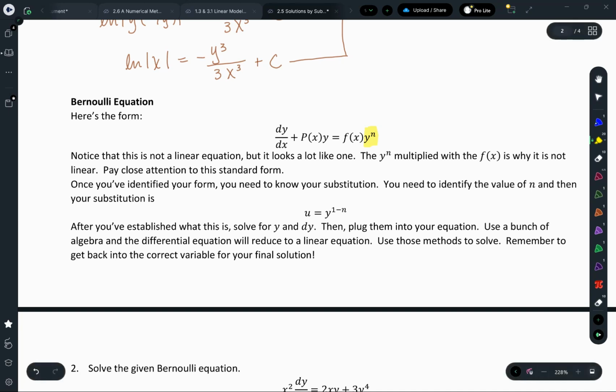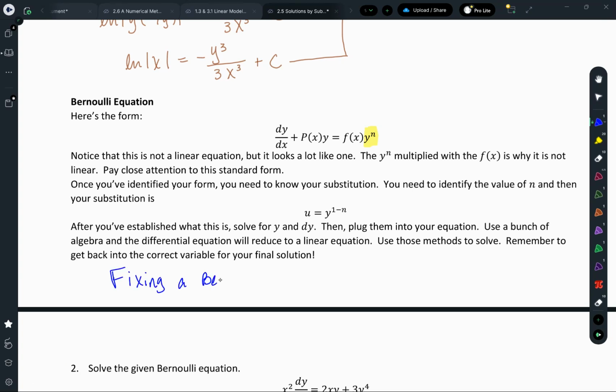Okay, so fixing a Bernoulli equation makes it into a linear equation. And so then we're back using the methods of the linear equation section, okay? So two things to remember now. If it's a homogeneous equation, after the substitution, it will be separable. If it is a Bernoulli equation, after the substitution, it will be linear.